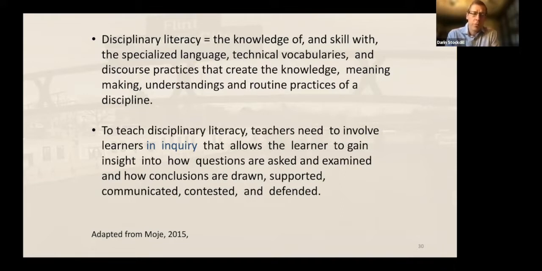Math has its own form of mathematical literacy that's a lot about moving across symbol systems, associating numbers with symbols and words that inform some of what we do in other disciplines, but it's really quite unique as well. So to teach disciplinary literacy, teachers have to involve learners in inquiry that allows them to gain insight into how questions are asked. And then they're drawing conclusions, they're supporting them, they're communicating. And in that process, they're using these literacy practices.